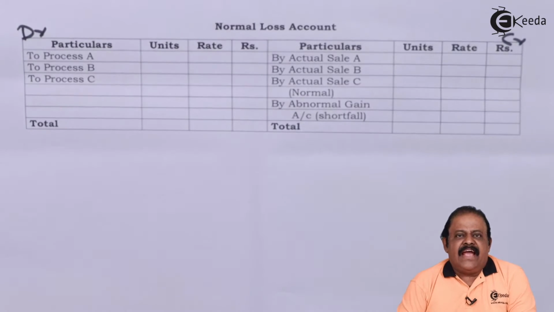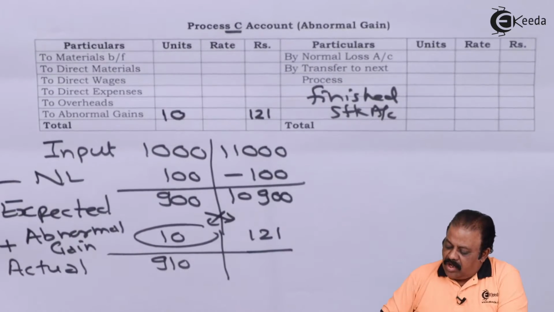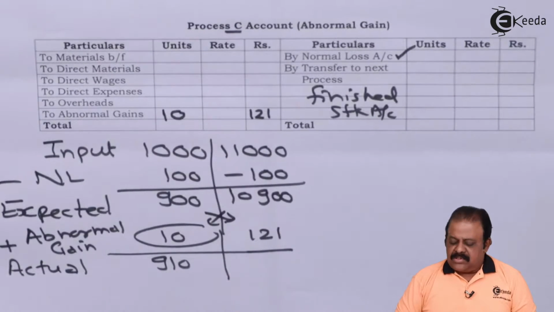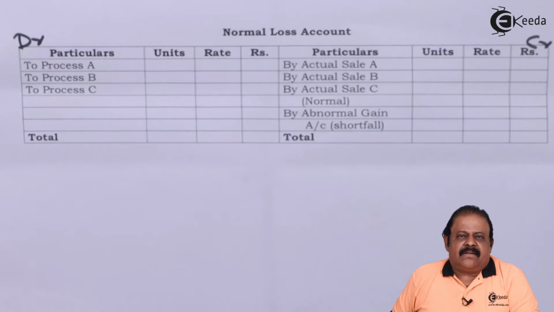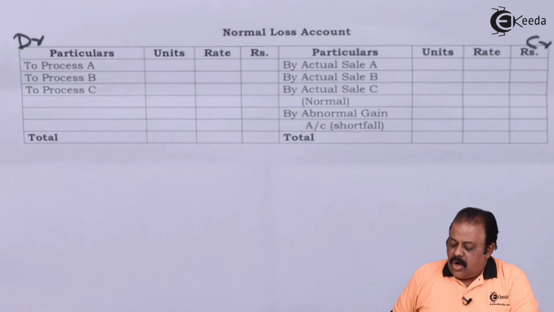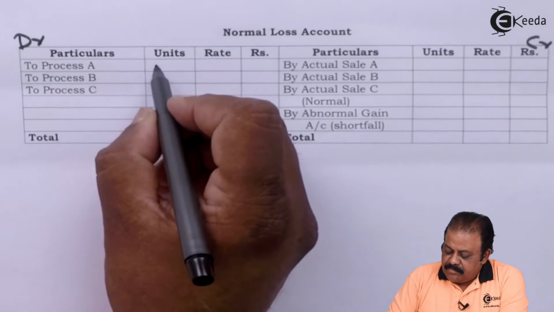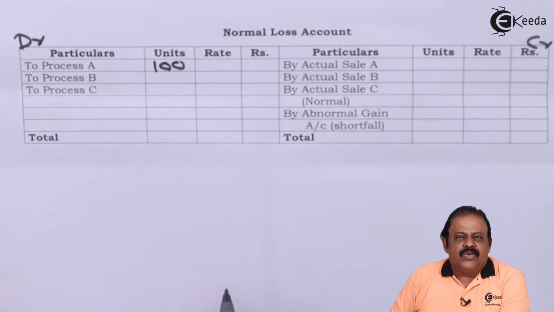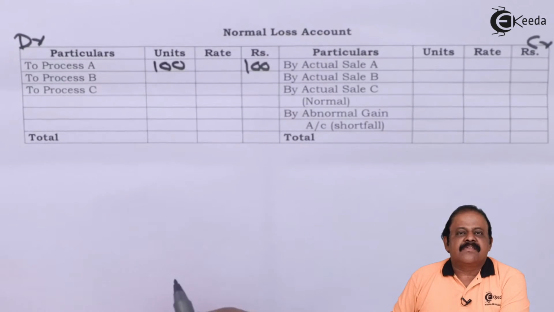Now in every process, normal loss we credit. For example, in process C that we just discussed, normal loss is credited. So in every process we credit normal loss. When we prepare the normal loss account, we are required to debit the quantity and amount of normal loss to the normal loss account. For example, in process A, it is 100 units. Expected value is 1 rupee per unit. It will be 100 rupees.